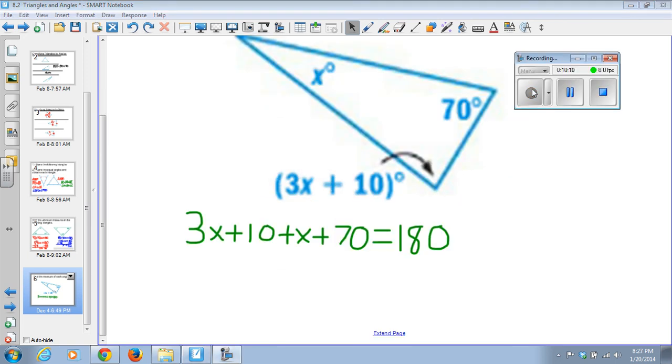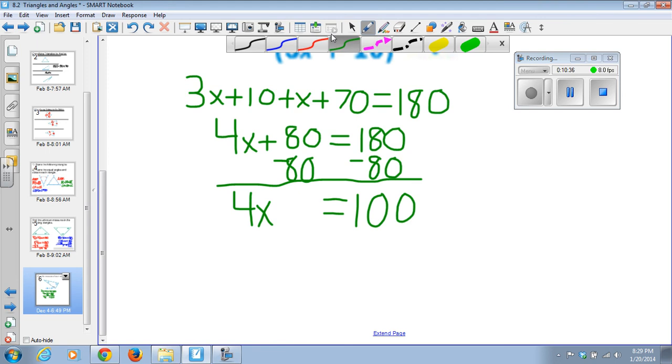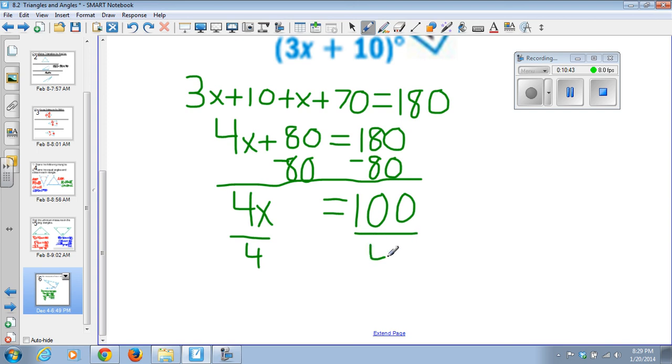This should be your initial equation. Adding up all three angles, set them equal to 180. Next, we combine like terms. 3x plus x equals 4x. 10 plus 70 equals 80. We haven't touched the right side yet, so 4x plus 80 equals 180. It is now a two-step equation. We'll subtract 80 from both sides. From here, we divide both sides by 4, which should leave us with x equal to 25.